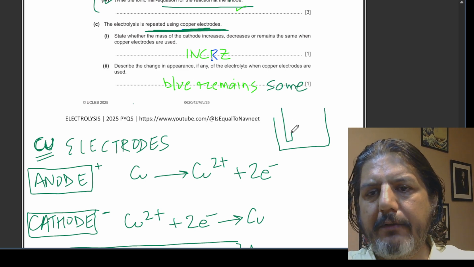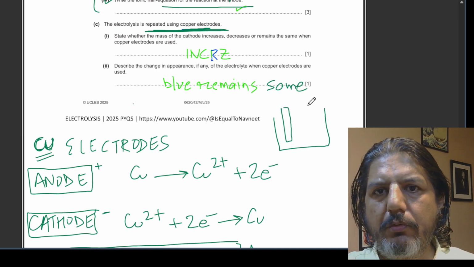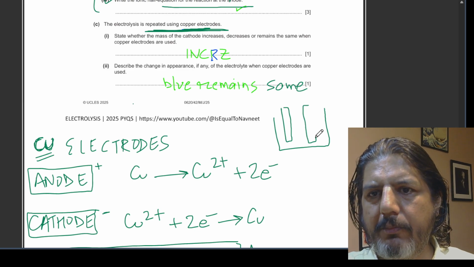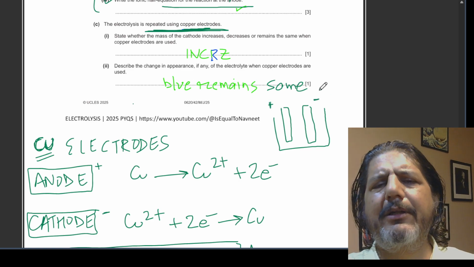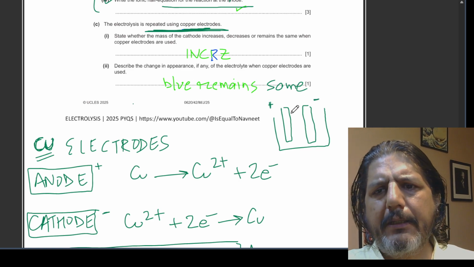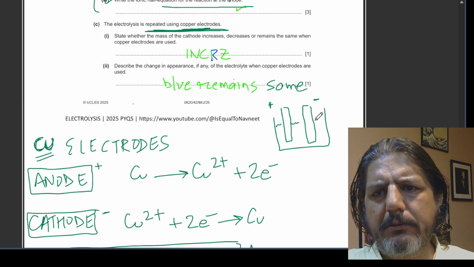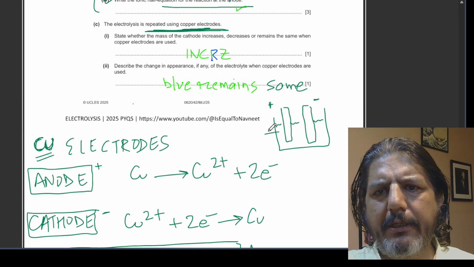These two would be copper electrodes. This would be the positive terminal. This would be the negative terminal. I'm not showing the cell. And we will have an electrolyte of aqueous copper sulfate.